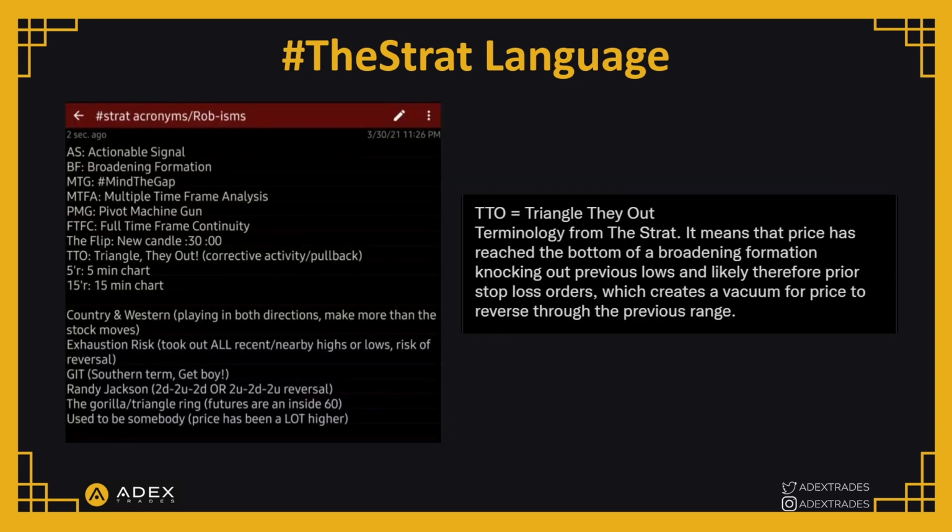These are more actionable strat language. AS, actionable signals. A BF is a broadening formation. PMG, pivot machine gun. FTFC, full time frame continuity. TTO, triangle they out. Randy Jackson, which is a 2 down, 2 up, 2 down reversal, or 2 up, 2 down, 2 up reversal. We'll talk about that again.